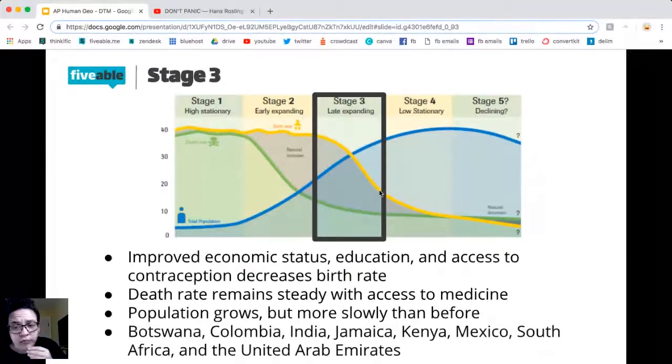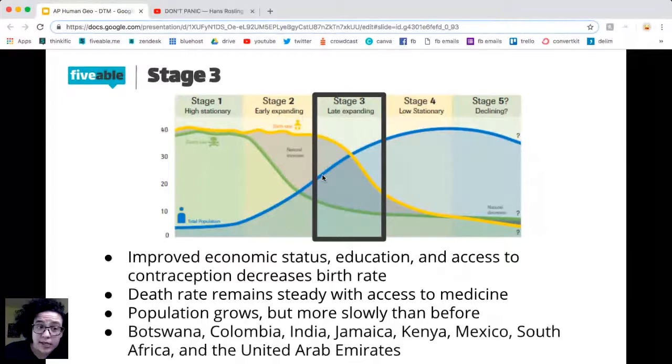And so in a country in stage 3, you still have a population that's growing because more people are being born than are dying, but it's not growing as quickly. This is a much steeper cliff than this one. It's still growing, but not as fast, so it's leveling off a bit. Some of the countries in this stage would be Botswana, Colombia, India. I've got a bunch listed on the bottom. South Africa, Mexico, and the UAE would be in here.